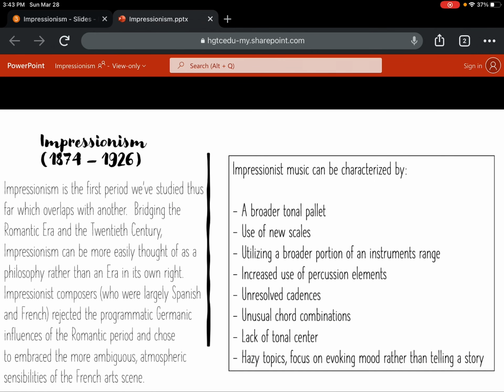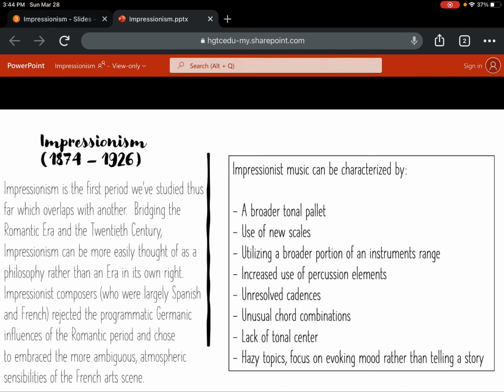So, Impressionism. This is the first period we've studied so far that overlaps with another one, as I mentioned earlier. It bridges the Romantic era and the 20th century, and again, I really wanted to include it because I think it has its own unique philosophy, and I think it's important to understand the Impressionist period so that you can have a better perspective when we do move into the 20th century about some of the trends that come up during that time.